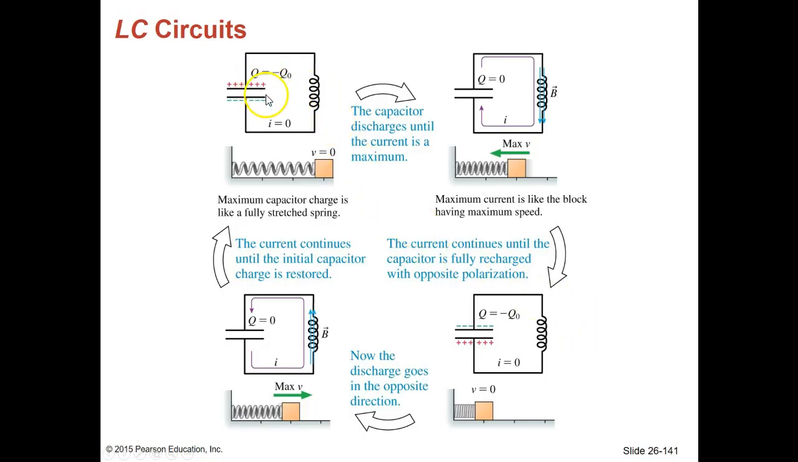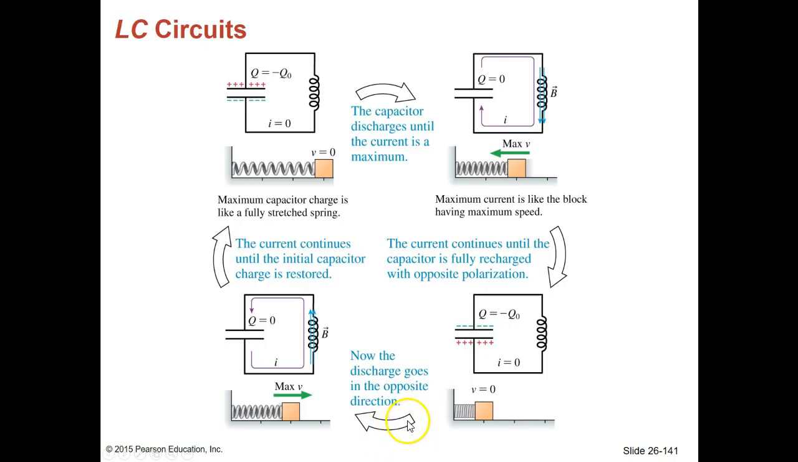So here we go, let's start right here. We have maximum current going through, like a block having maximum speed in an oscillator. I've got a block attached to a spring attached to the wall. It's moving to the left at maximum speed, but there's no compression yet at all. The current continues until the capacitor is fully recharged with the polarization that you see here. That means the block would be scrunched all the way up, so we have negative on the top and positive on the bottom plate.